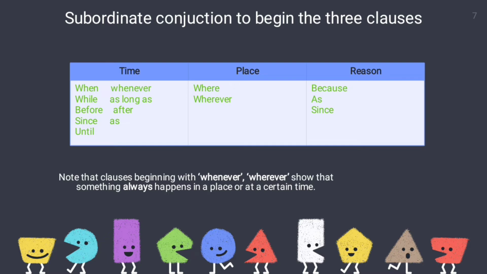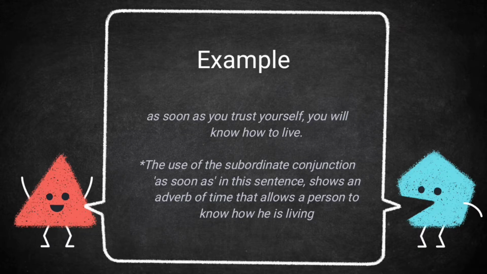And in adverb clauses of reason, you can use the subordinating conjunctions because, as, and since, which can state the reason for an event. Note that clauses beginning with whenever and wherever show that something always happens in a place or at a certain time. And here is an example: as soon as you trust yourself, you will know how to live. The use of the subordinating conjunction as soon as in the sentence shows an adverb of time that allows a person to know how to live.